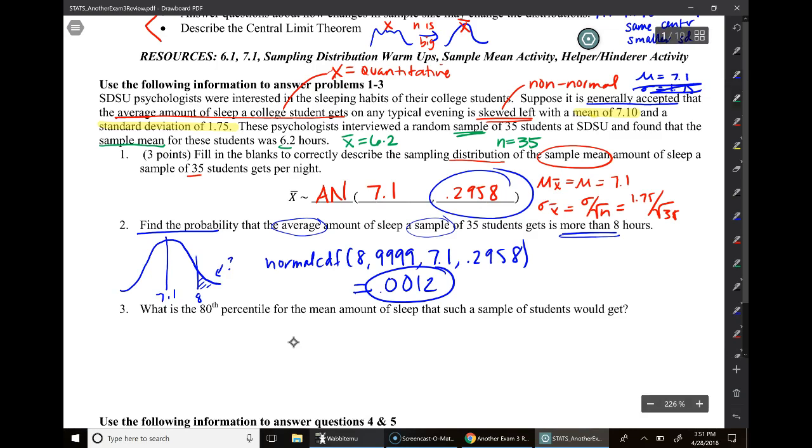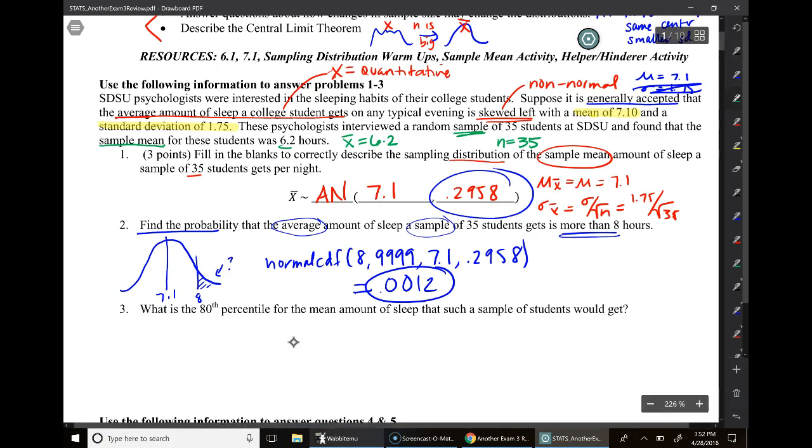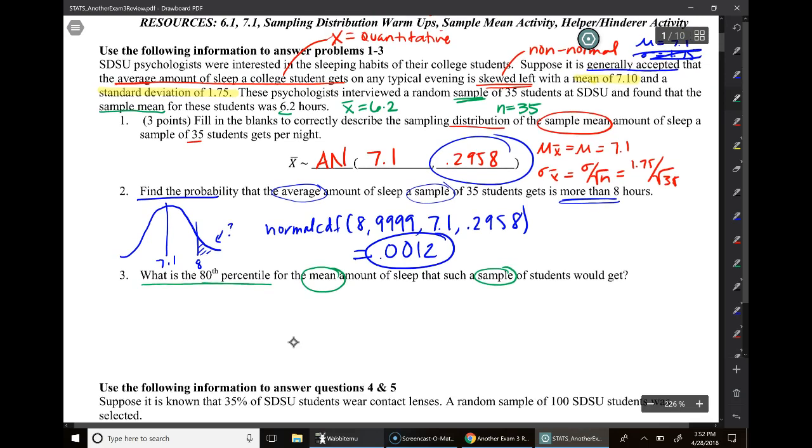And then part 3 is that optional part C. I said might not be on the test, the possible one. This one says, what is the 80th percentile for the mean amount that a sample would get? So now we're going, okay, I want a percentile. I need the mean amount of sleep. This is an inverse question, right? I could draw my picture.